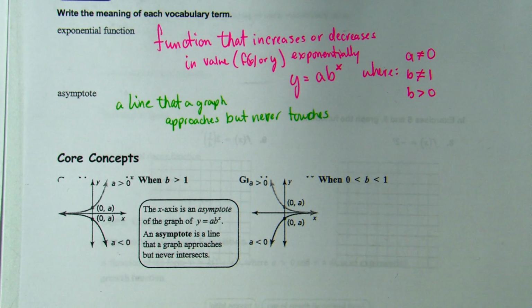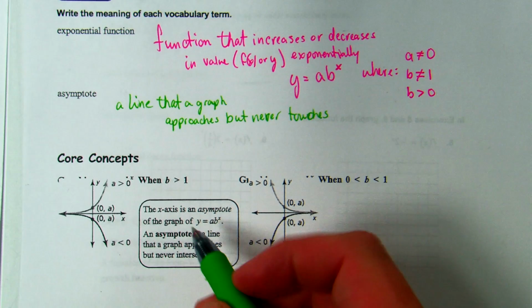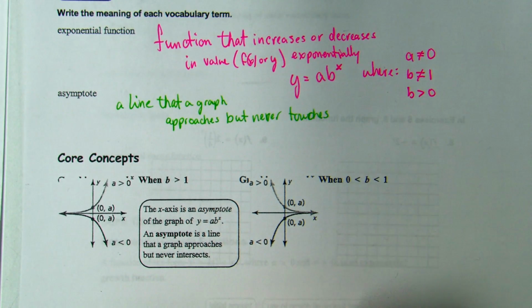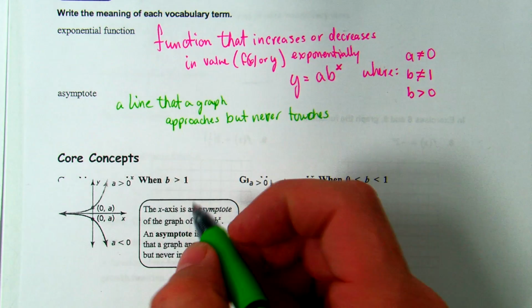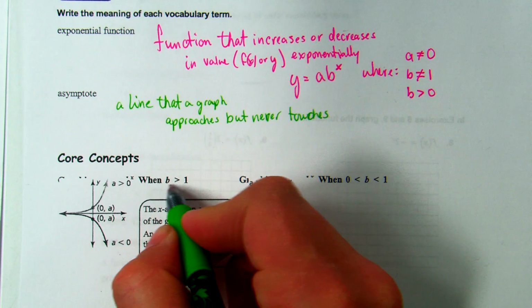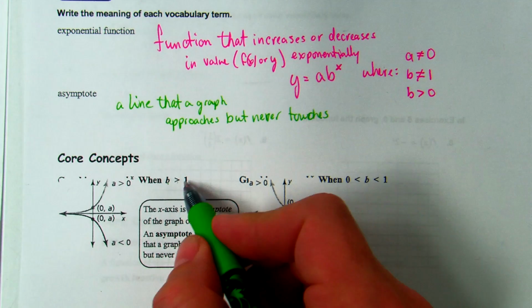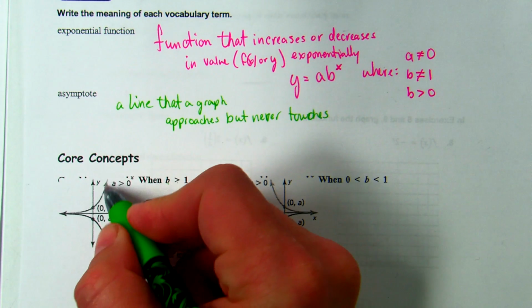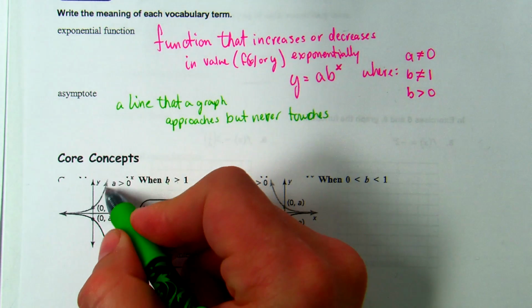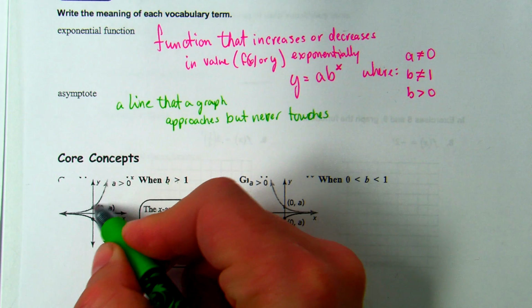Okay. On the illustration here, you're going to see some of those things that we just wrote up here. But you're also going to see demonstration of certain conditions. When b is greater than 1, your graphs are going to look like this right here. On the top side is when a is greater than 0.